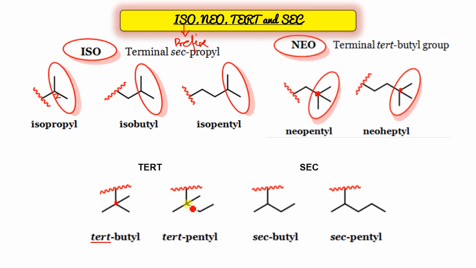Similarly, you can see this is the tertiary carbon and it is attached with the ring. Then 5 carbons are there, 1, 2, 3, 4, 5. Yes, so that's why it is called tert pentyl.